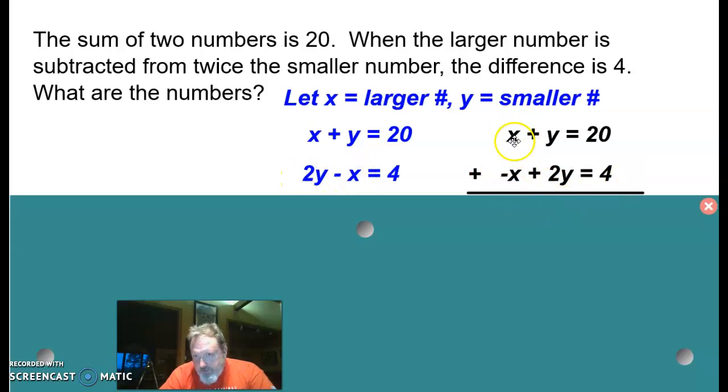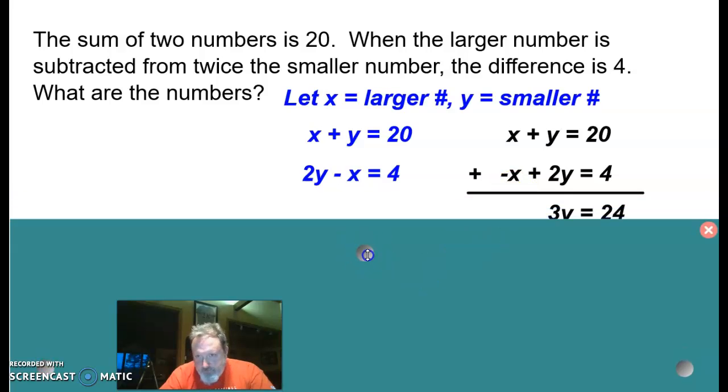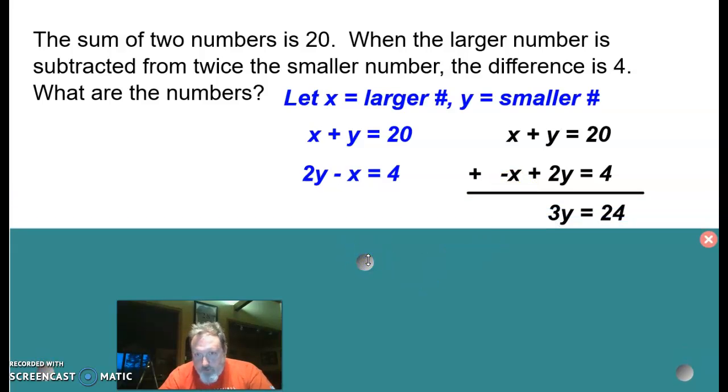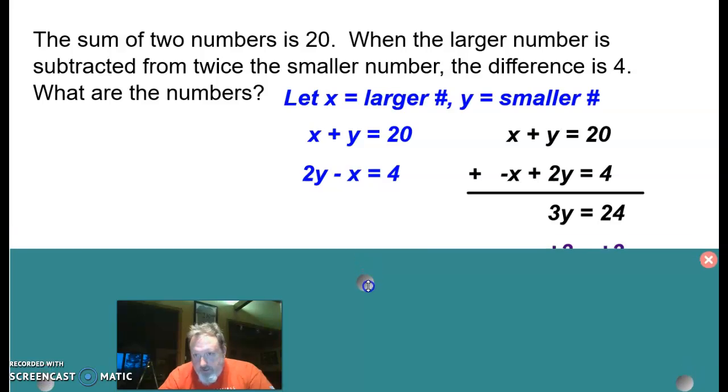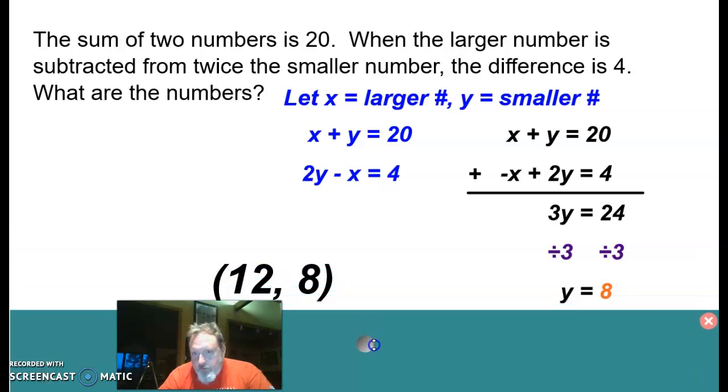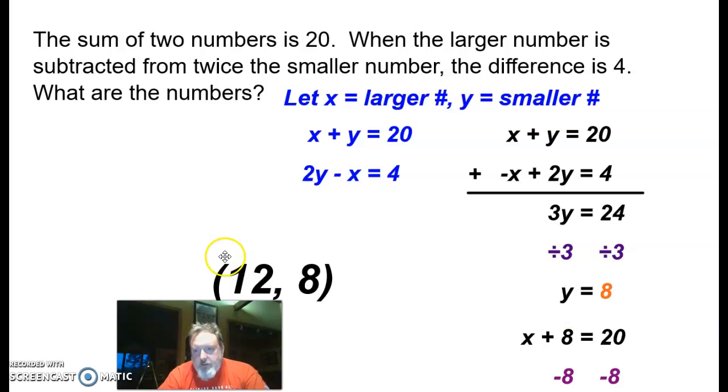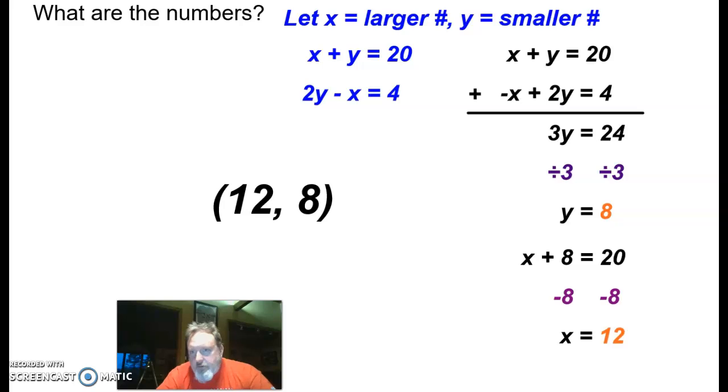You can see now that the x's are opposites. And so 3y is 24. We'll divide by 3, and y is 8. And now that we know what y is, we'll plug it in right up here. And so x plus 8 is going to be 20. Subtract 8 from both sides, and we know that x is equal to 12. Final step, write our ordered pair, (12, 8).